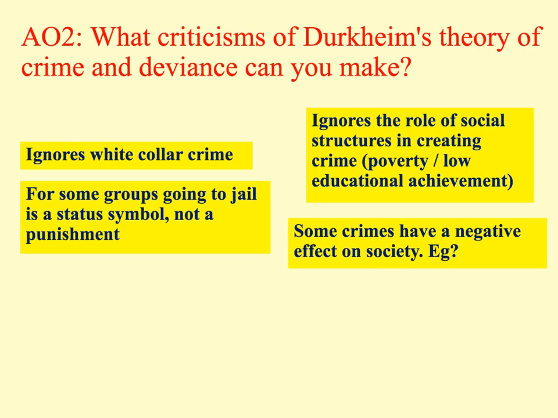So, in terms of criticisms of Durkheim's theory of crime and deviance, what can you make? I've given you four there, so have a read through them. He ignores white-collar crime. He ignores the role of social structures like poverty and low educational achievement in creating crime. He ignores the fact that for some deviant groups, going to jail is a status symbol and not a punishment. Going to jail is seen as cool. It gives them more status within their deviant subculture.